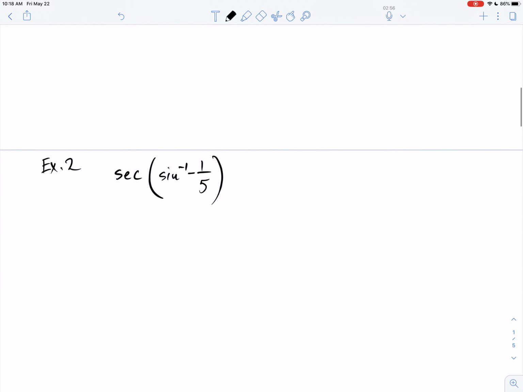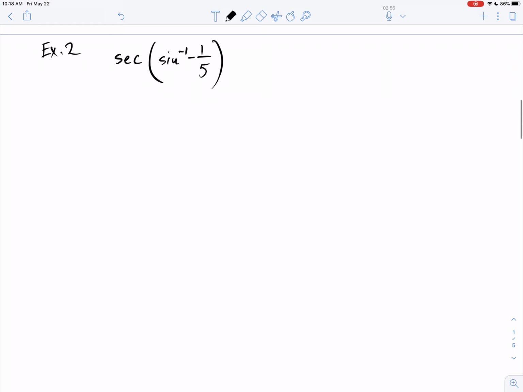Don't panic. This one says, find the secant of sine inverse of negative 1/5. So here's what I'm going to do. I am going to let theta equal the sine inverse of negative 1/5. So this part here, I'm going to just call it theta.